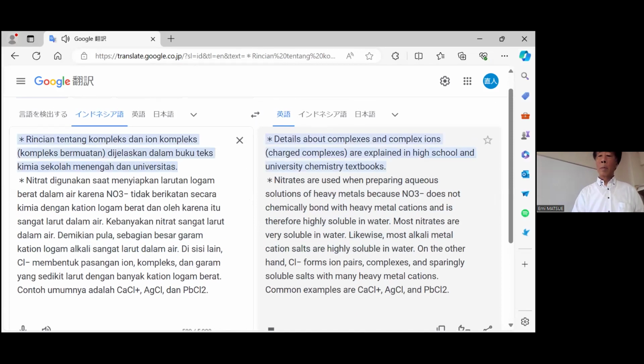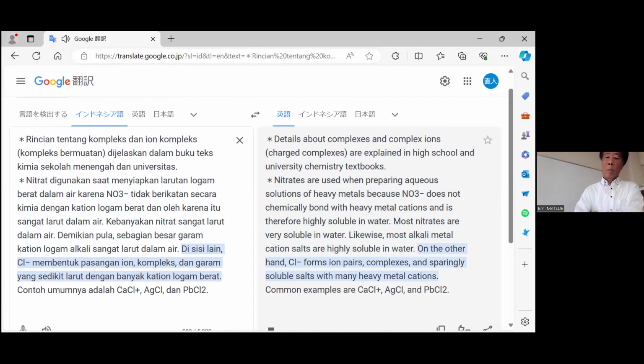Details about complexes and complex ions, charged complexes, are explained in high school and university chemistry textbooks. Nitrates are used when preparing aqueous solutions of heavy metals because NO3- does not chemically bond with heavy metal cations and is therefore highly soluble in water. Most nitrates are very soluble in water. Likewise, most alkali metal cation salts are highly soluble in water.